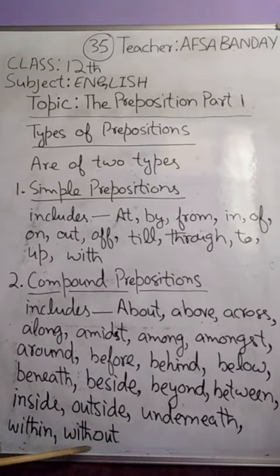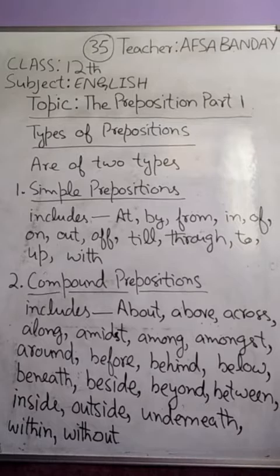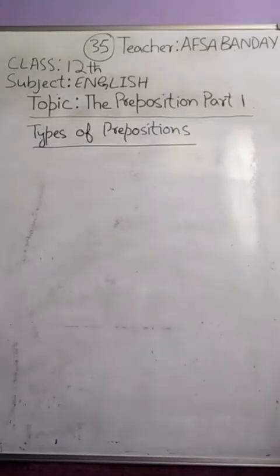underneath, within, without. These compound prepositions are formed generally by prefixing a or be to a noun, an adjective, or an adverb. There are other types of prepositions as well: phrase prepositions and participial prepositions. But at this level we will discuss only two types: simple and compound prepositions.